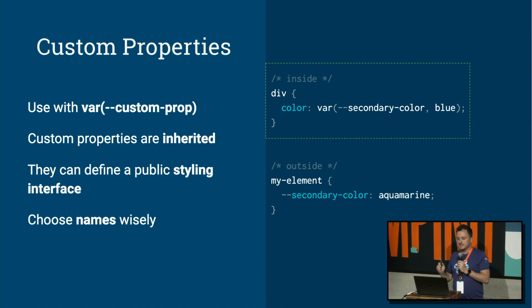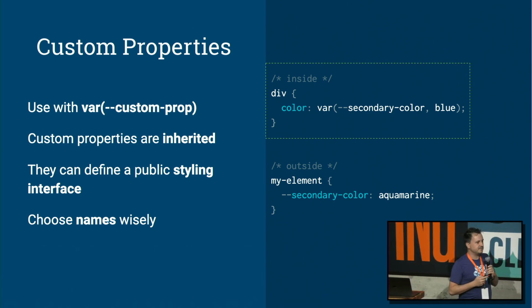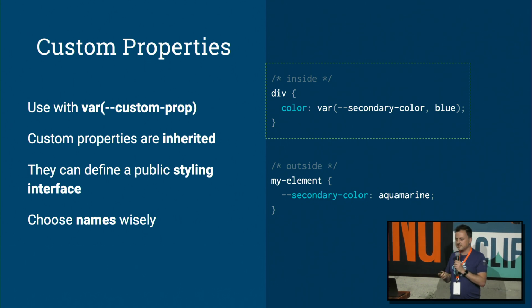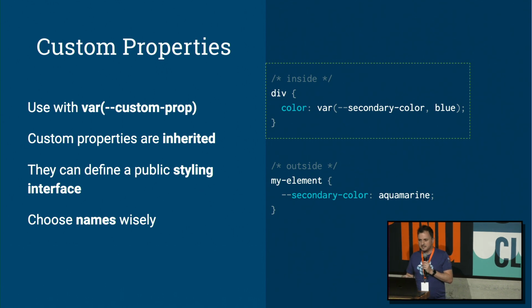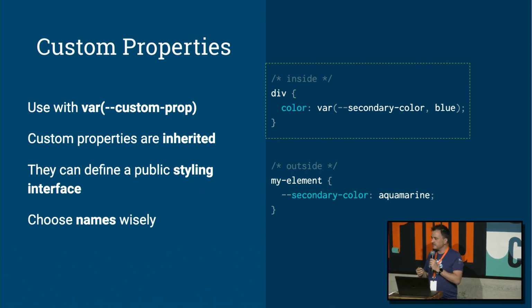But that's also a little bit dangerous because we're just using these string names for the custom property names. They can be anything. You could easily have collisions. So we recommend that people choose the names wisely, like prefix them by the element name or by some kind of element collection name.